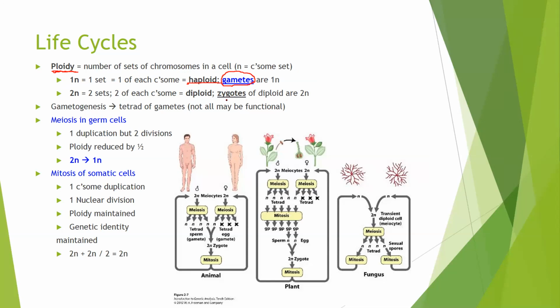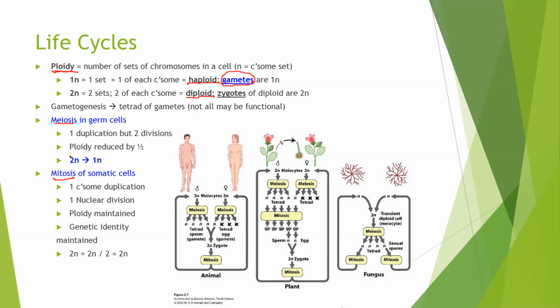Now, when we look at a zygote or a regular diploid somatic cell, there are 2 sets of chromosomes. For example, in a regular human cell, we have 2 sets of chromosomes, right? So in this case, the ploidy equals 2, and we call this kind of cell a diploid cell. All right. Okay.